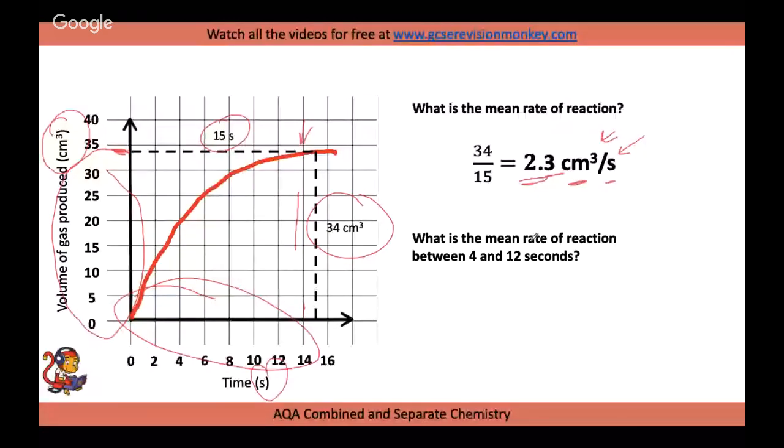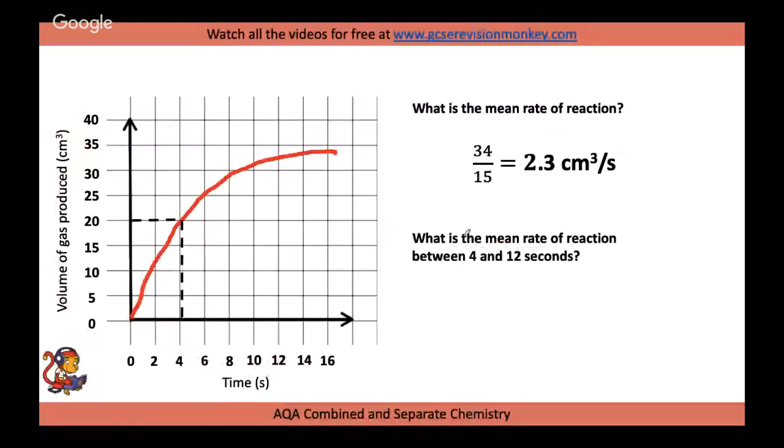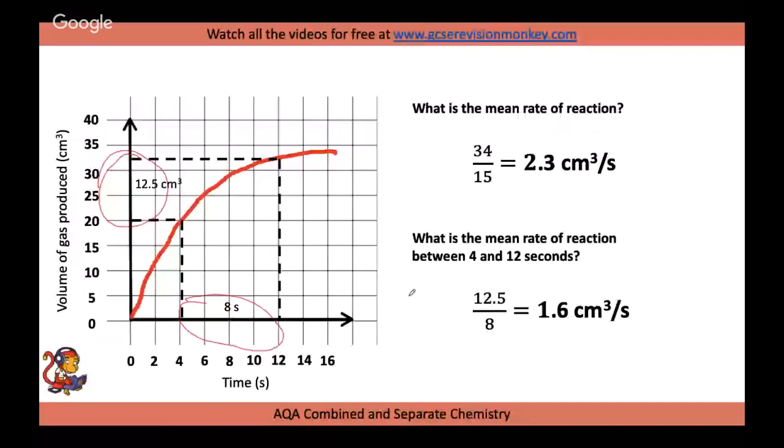A little bit harder is if they ask you what is the mean rate of reaction between two different time points, for example, 4 and 12 seconds. If they did this, then you need to go up at 4 seconds, up at 12 seconds, and calculate the gas produced between these times and the time difference. So 12.5 divided by 8 to give you a mean rate of 1.6 centimetres cubed per second. So quite likely that's the kind of calculation to come up.